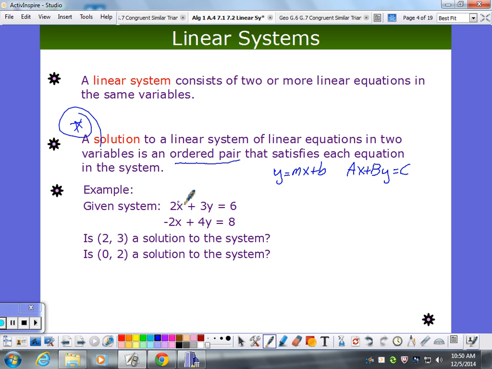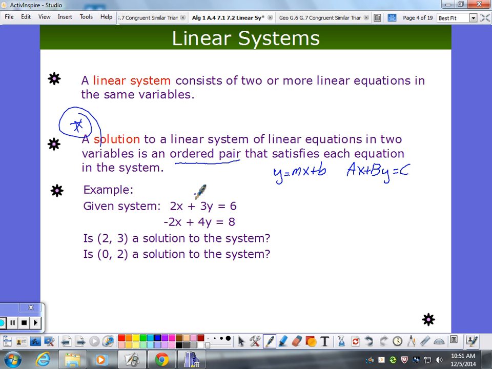Which form are these equations? Are they slope-intercept or standard? Standard: Ax plus By equals C. Because they fit this pattern, these are both lines. So these are linear systems. There are systems that aren't necessarily linear. This one is.